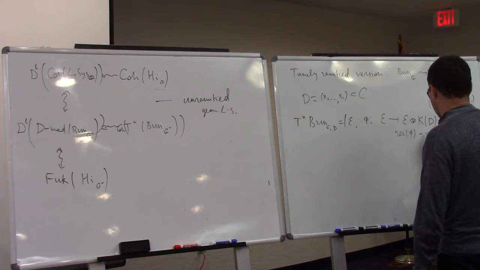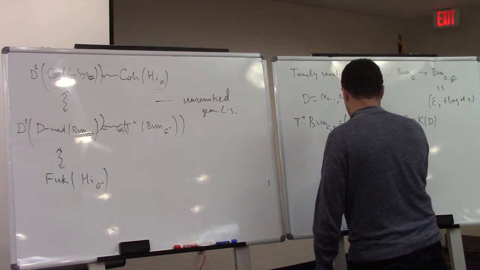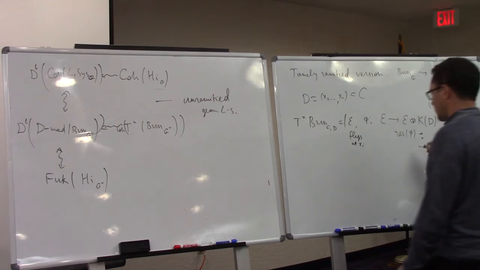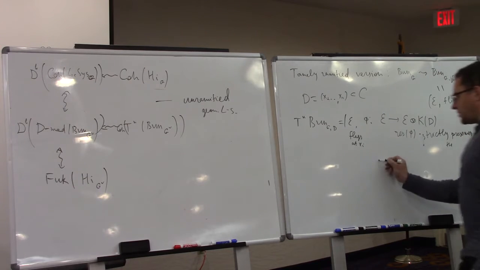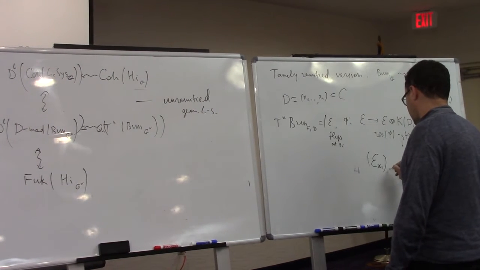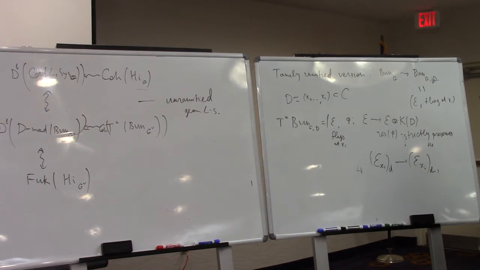If I have a flag, I mean it's E plus flags at x_i, and then the residue of phi strictly preserves the flag. What is this? Well, the flag at x_i goes to the flag at x_i, shifted down.